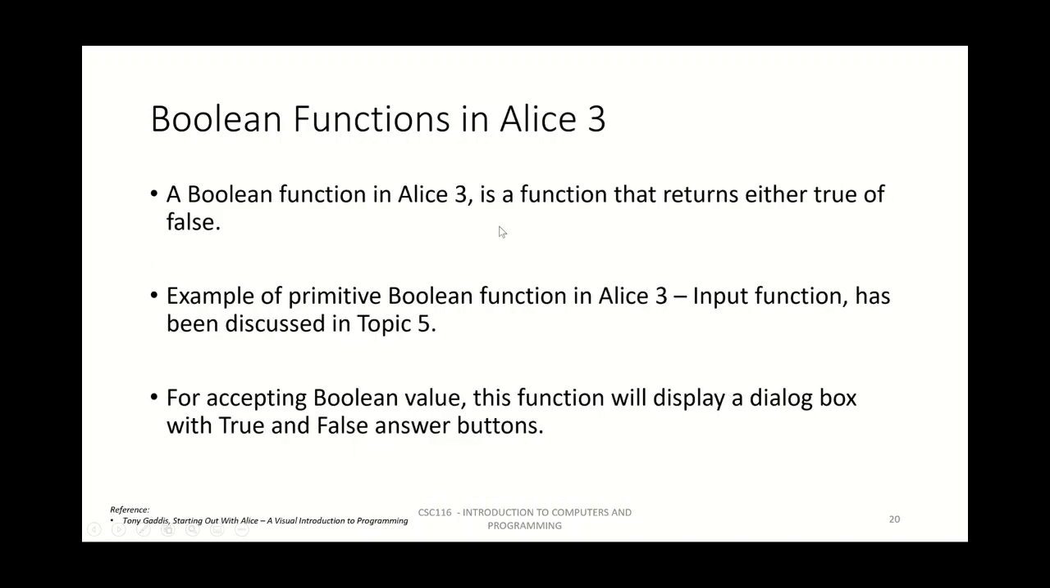A Boolean function in ALICE 3 is a function that returns either a true or false statement. An example of a primitive Boolean expression in ALICE 3 is the input function, which we have already discussed in topic 5 previously. To accept the value, the function will display a dialog box with true or false answer buttons.